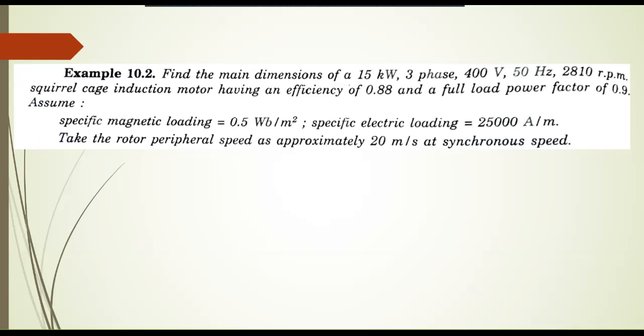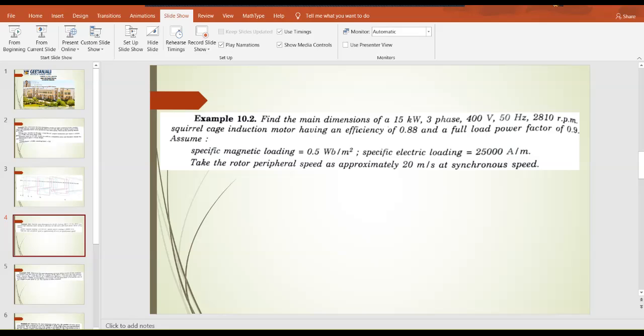Okay, right. So we just need to find the main dimension of a 15 kilowatt 3-phase 400 volt 50 hertz squirrel cage induction motor, and it has a speed of 2810 rpm. The efficiency is 0.88 and the full load power factor is 0.9. The specific magnetic loading can be assumed as 0.5 Weber per meter square. The specific electric loading can be assumed as 25,000 ampere per meter. And we can also take the rotor peripheral speed as approximately 20 meter per second at synchronous speed. So let me do this numerical.